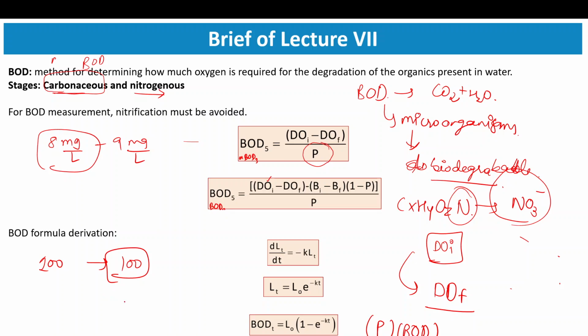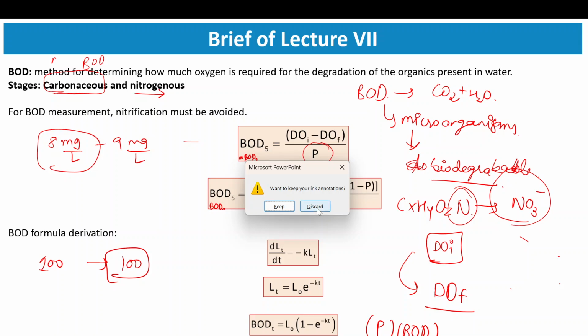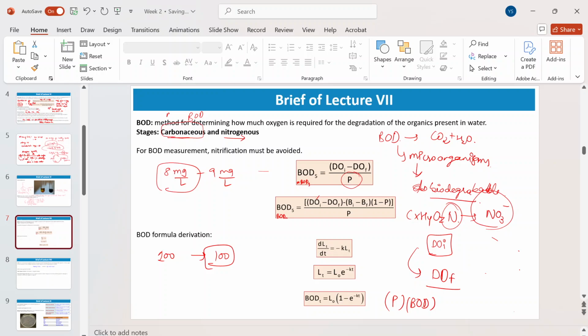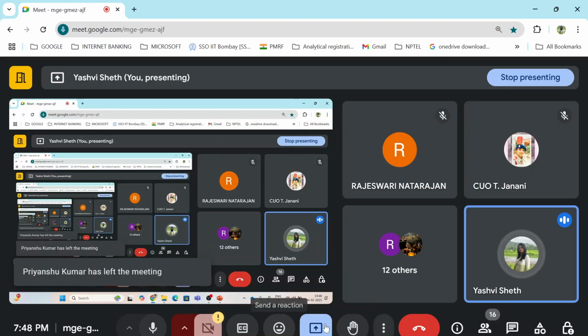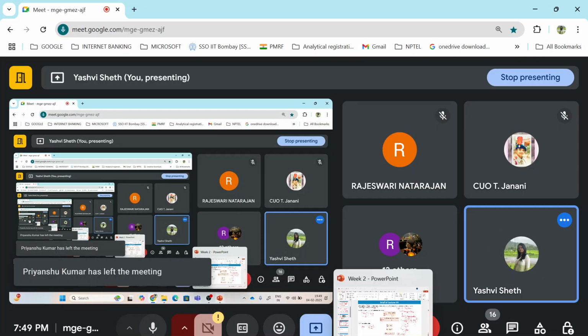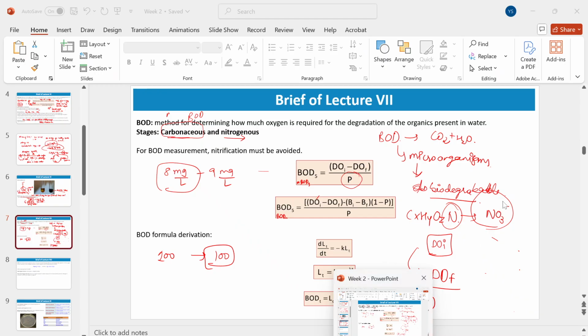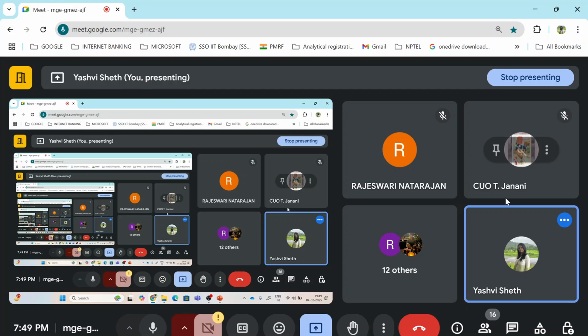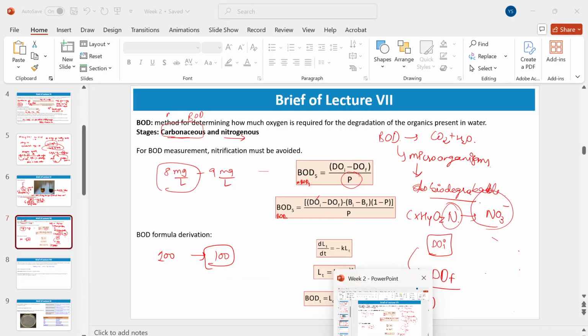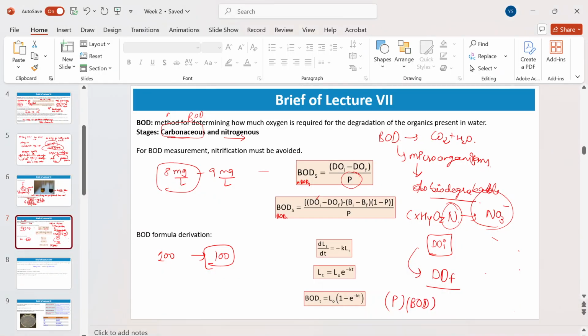Okay, so 100 times dilution, what does it mean? Can you tell me what is the significance of 100 times dilution here? What does it mean? Do you know or you don't know? Okay, let me tell you.